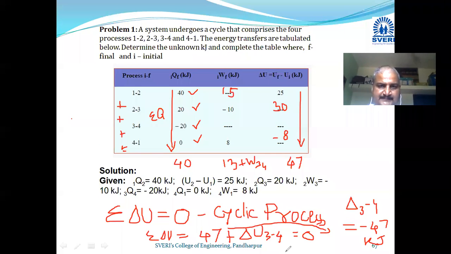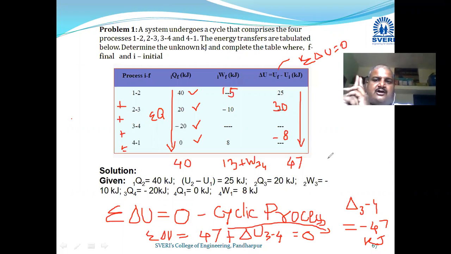Have you understood it? This delta U means it's a summation. Summation means for all the processes, this delta U must be equal to 0. ये delta U का जो वैल्यू है वो पूरा कितना होना चाहिए? 0 होना चाहिए. Because we have first law of thermodynamics.